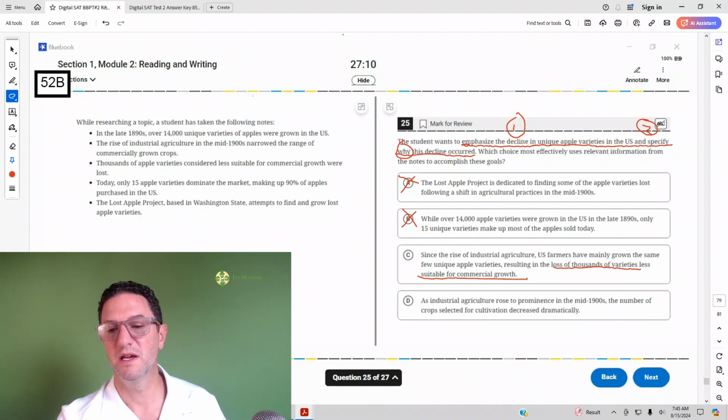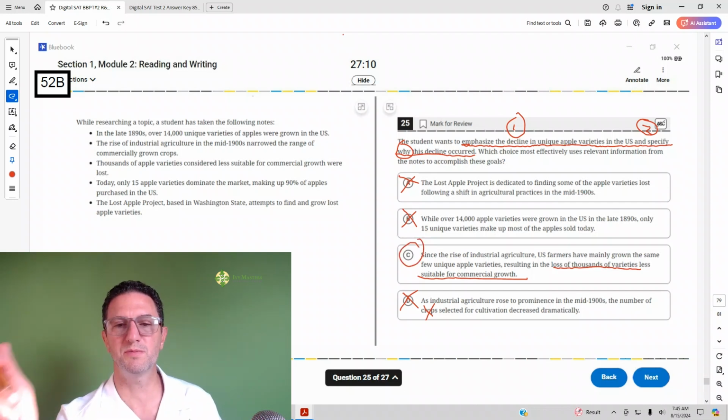Answer choice D: industrial agriculture rose to prominence in the mid-1900s. The number of crops selected for cultivation decreased dramatically. This is about crops generally, not apples specifically. Answer choice C is specifically about apples. It hits both points. That's going to be our answer.